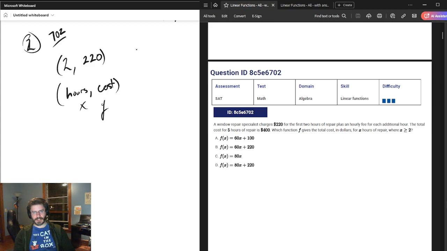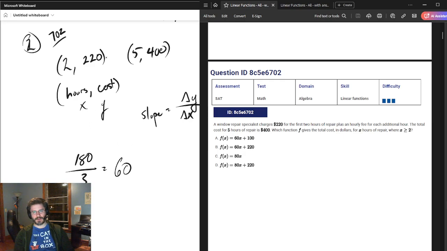The other one was 400. And because we're dealing with linear functions, we know that the slope is equal to change in Y divided by change in X. So change in Y is 180. Change in X is 3. So the slope is 60. And again, that's 400 minus 220 is 180, and 5 minus 2 is 3. And of course, 180 divided by 3 is 60. So that's going to be our slope.